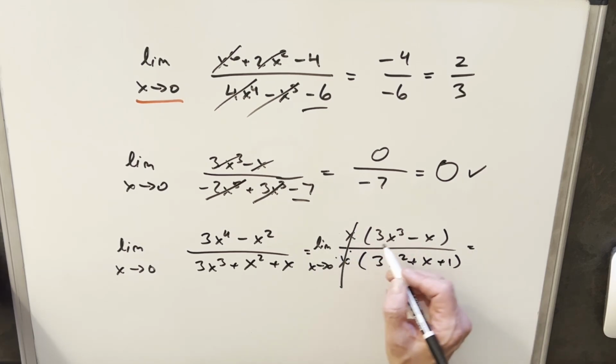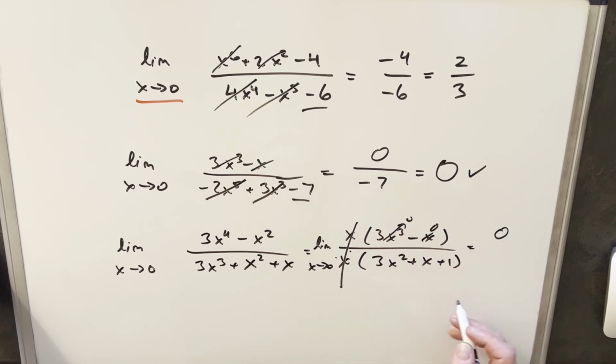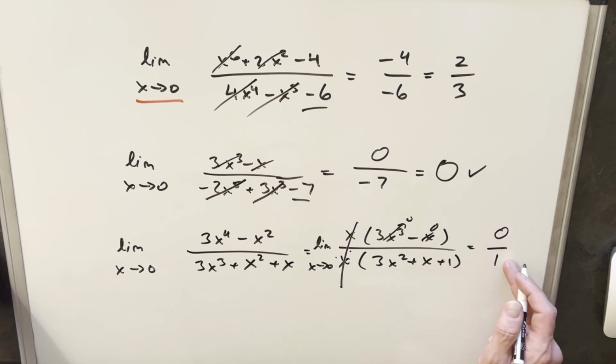Now we'll plug in our 0 again. This is going to 0, this is going to 0. So we still have 0 in the numerator. We come down here to the denominator, this is going to be 0, 0 plus 1, and we get a 1 there. So now we've got 0 over 1, and so the limit here is just going to be 0.